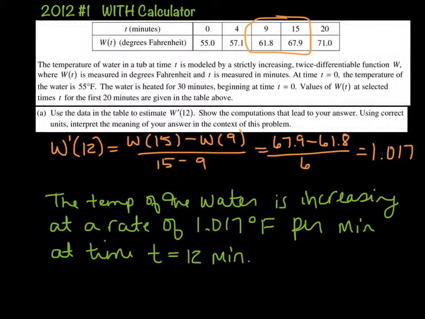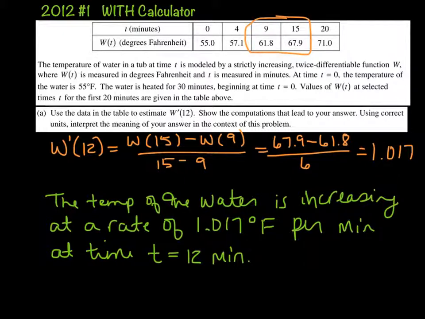Okay, and then I had to explain the meaning of that. All right, so the temperature of the water, what am I measuring? Well, I'm doing the slope of W. What is W? W measures the degrees Fahrenheit, so the temperature of the water, and T is in minutes. So what is this measuring? Well, if I'm doing the slope, I'm talking about a rate. And so the temperature of the water is increasing. Why? Because this was a positive slope, at a rate of, and I stated my answer, degrees Fahrenheit per minute. And I get that right from up here at time T equals 12 minutes.